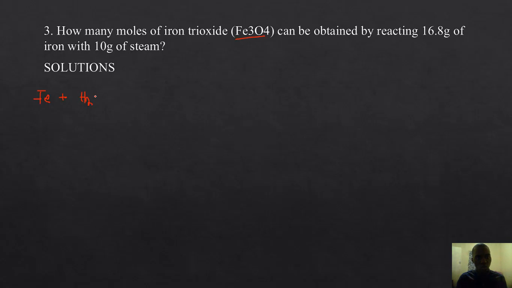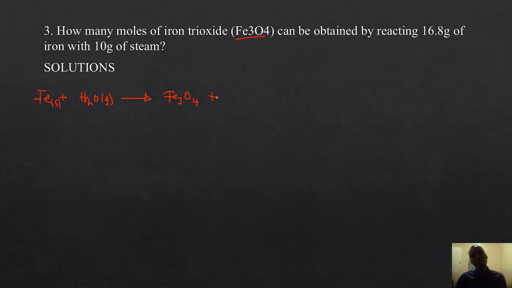Now this one has to be in the gaseous state. Then iron, we know that it's a solid. So the state symbol here is solid. Then this one here has to produce what? Iron trioxide. That's what they've told us. So this is Fe3, then O4. So Fe3, then O4, then plus.